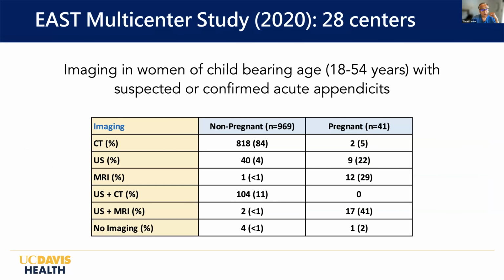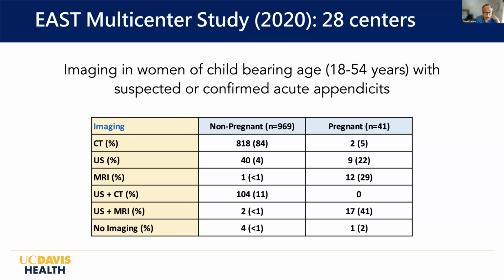So if we look at the results of the East multi-center study, which was 28 centers, published in 2020, they looked at the type of imaging. It's a retrospective study which looked at what was actually being done in women of childbearing age, 18 to 54 years, who had a suspected or confirmed diagnosis of acute appendicitis. So this is all women, and of these, 969 non-pregnant women and 41 pregnant women.